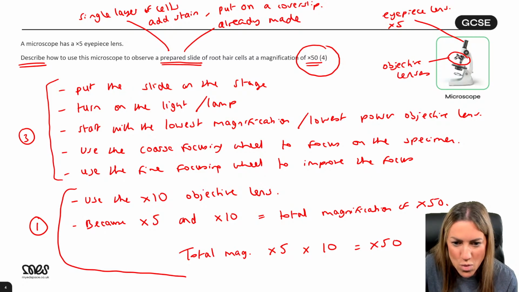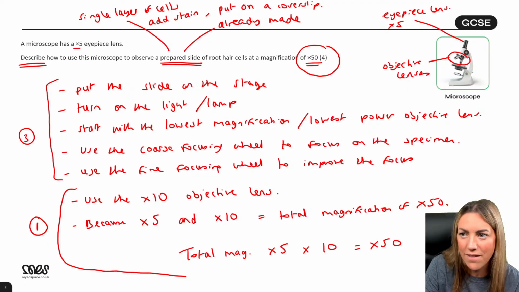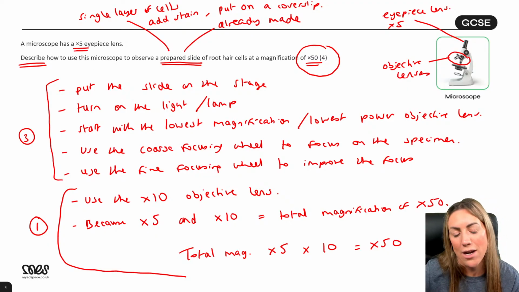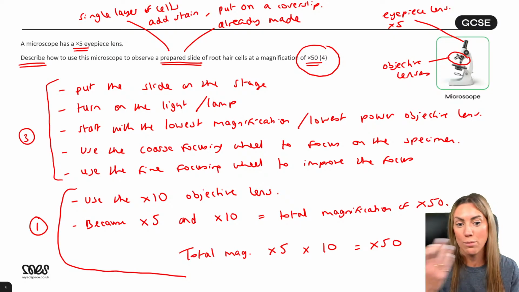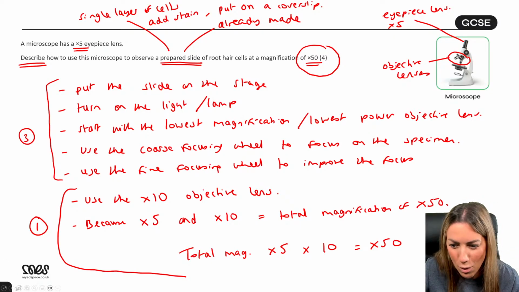How do you know times 10 objective lens? Well, the question said I needed a magnification of times 50, and my eyepiece lens was times 5. So I have to use a times 10 objective lens because times 5 multiplied by times 10 would give me 50. Okay, what would the risks be?